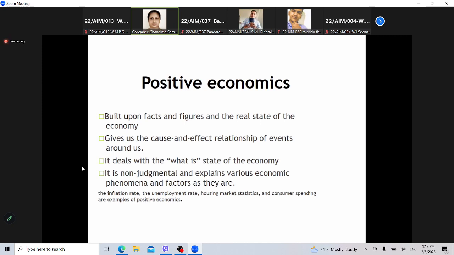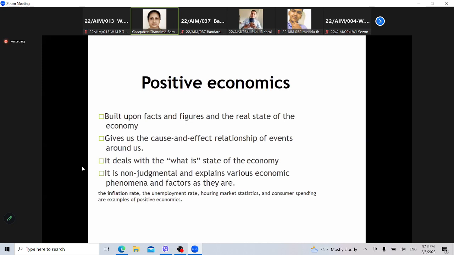What is the demand? What is supply? What is diminishing marginal utility? Because something is there to explain. So it is non-judgmental and explains various economic phenomena and factors as they are. Non-judgmental. We are not judging because theory is already there. We are just explaining. Now, I explained diminishing marginal utility.